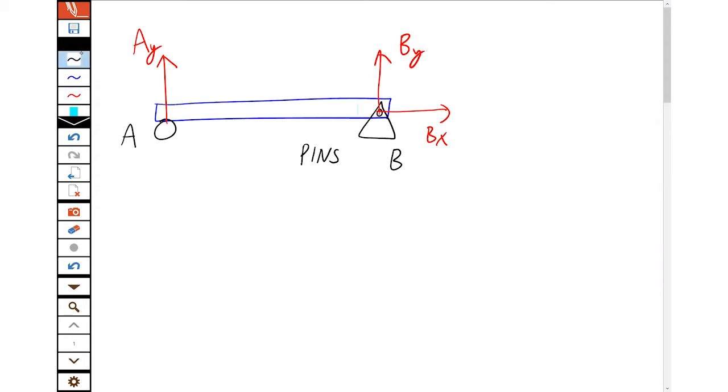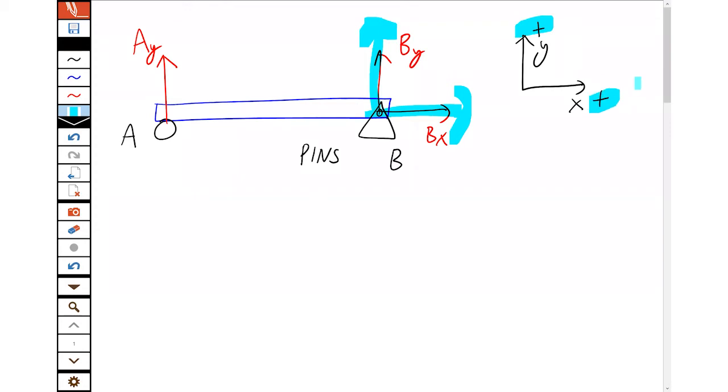And you might be saying, look, how do you know that those reactions are in the positive direction? X positive to the right and Y positive up. Now here's the key, I don't. I have no idea what direction these reactions are actually in, so that's why I assume they're positive. Not just because I'm an optimist, but because it makes all the math easier.